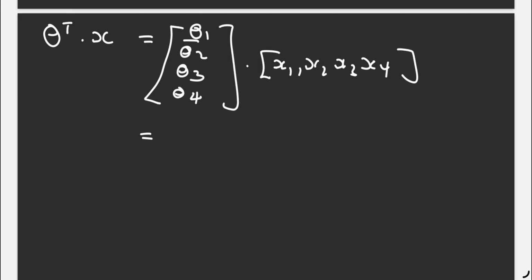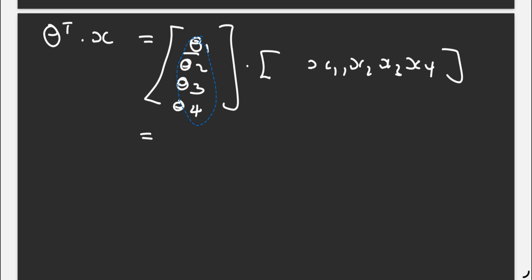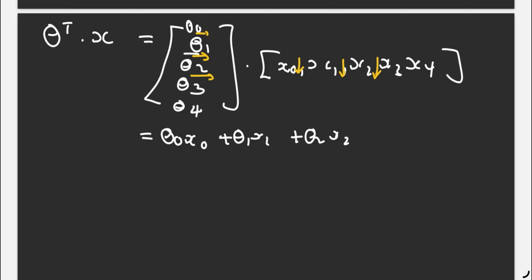So I forgot x0. Okay, so let me put x0 over there. So theta 0, x0. Row by column, row by column, row by column. So what this basically means is that you now have theta 0 x0, plus theta 1 x1, plus theta 2 x2, plus dot dot dot, theta n xn.